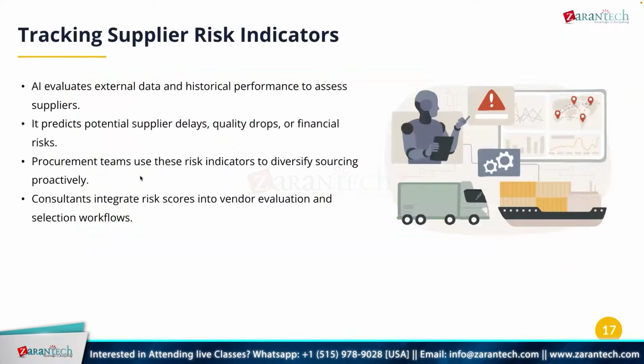Okay. And then next, tracking supplier risk indicators. It is one of the important ones. AI evaluates the supplier risk indicators whenever goods are transiting from a source location to an end location. So their responsibility will be there that they will have to do it. Wherever there are any issues, AI will help us. It predicts potential supplier delays, quality problems, and everything. And it all comes from integrating your risk scores into vendor evaluation and selection flows as well.